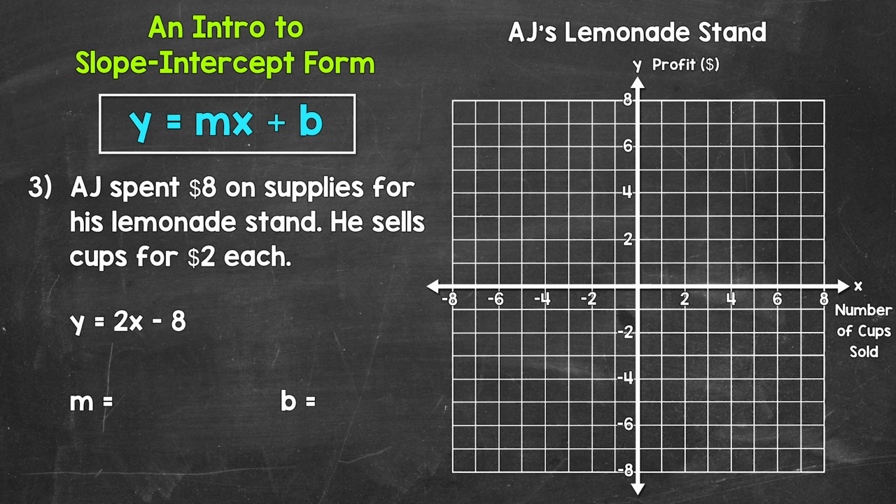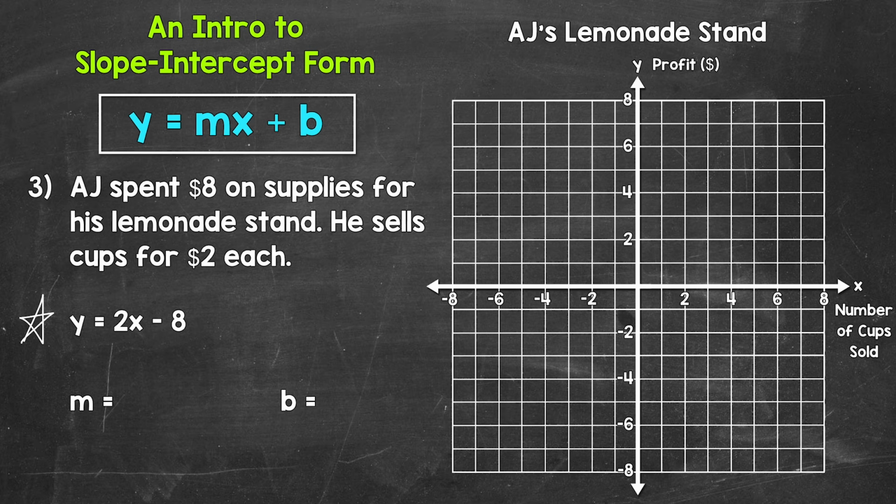We have AJ spent $8 on supplies for his lemonade stand. He sells cups for $2 each. Now for this example, I already wrote this out in slope-intercept form for us. We have y equals 2x minus 8, where y is AJ's profit, so how much money he will make, and x is the number of cups sold.